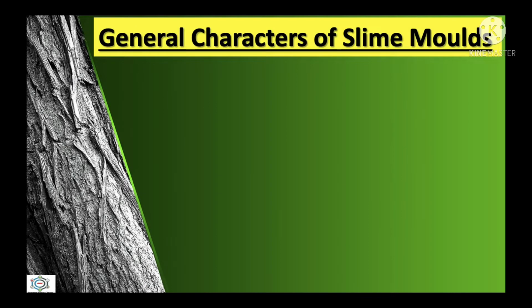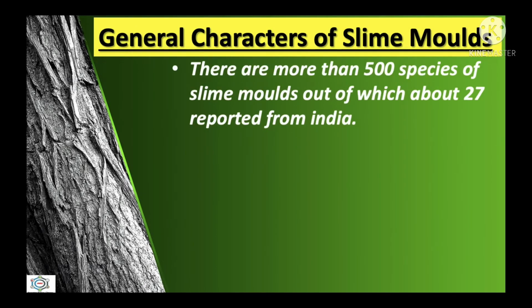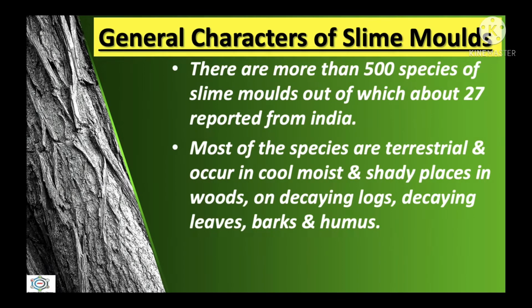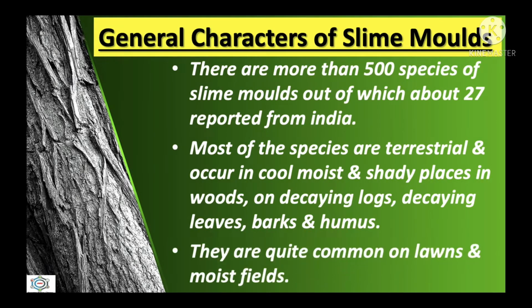Now, what are the general characters of slime molds? There are more than 500 species of slime molds, out of which about 27 are reported from India. Most of these species are terrestrial and occur in cool, moist and sandy places in the woods, on decaying logs, decaying leaves, barks and humus. They are quite common on lawns and moist fields.